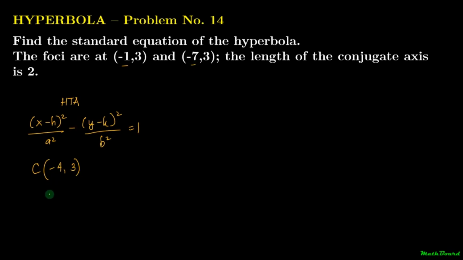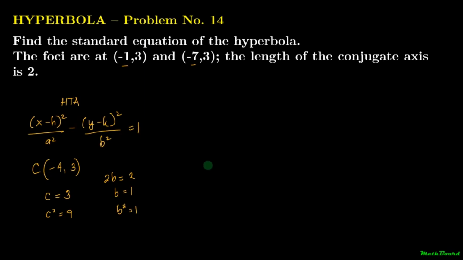Makukuha na natin ang c, because c is the distance from center to focus. So, how far is negative 1 from negative 4? Or how far is negative 7 sa negative 4? 3 yon. So, therefore, c squared is 3 times 3, 9. Then, ang length ng conjugate axis ay 2. So, 2b equals 2. And thus, b is equal to 2 divided by 2, 1. And b squared is also 1.